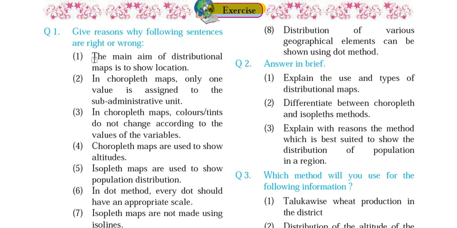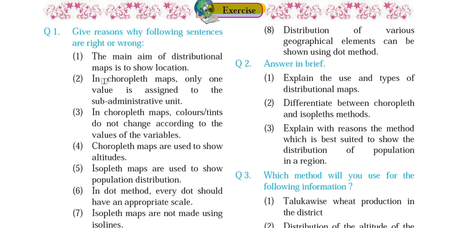The very first statement is that the main aim of distributional maps is to show the location. It is a very simple question. It is actually a wrong statement, because distributional maps are not for showing any location; they are for showing the distribution of various quantities like temperature, rainfall, population density, population of animals, or distribution of flora and fauna in that particular region. Location is not shown by this distributional map. So that's why the first statement is wrong, and I have already told you the reason.